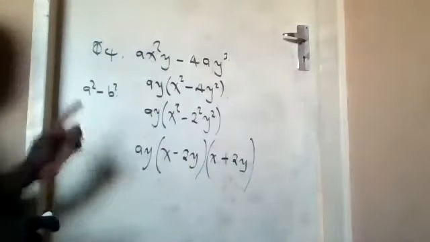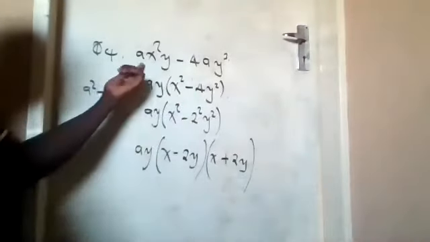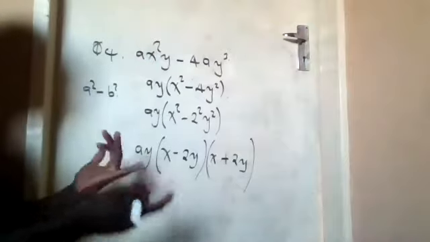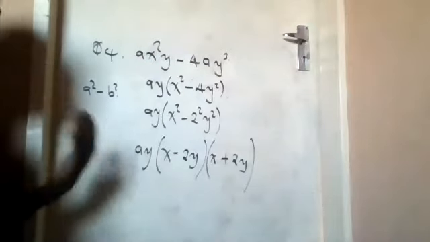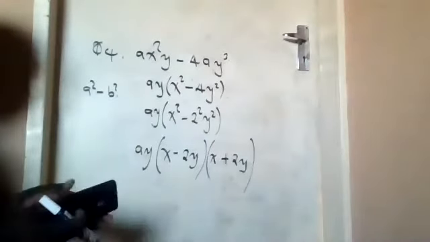So when they say factorize completely, you need to look at the nature of the question. Are you going to use factorization by perfect squares? Are you going to use factorization by product, sum and factor? Or are you going to do the factorization by grouping? You have to look at the question which has been given.